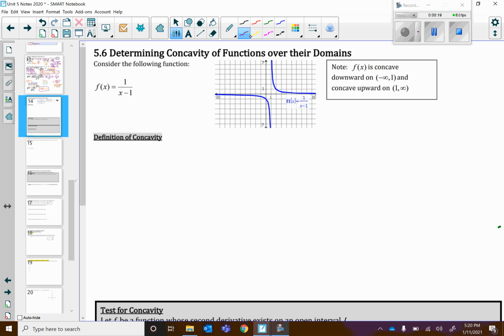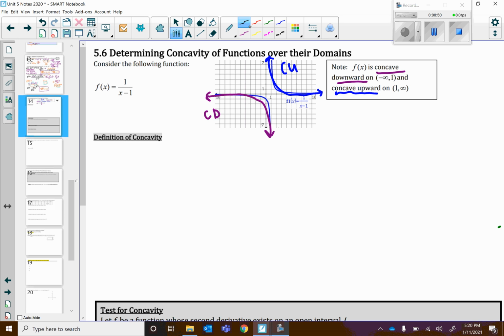If we look at this function, we have a couple things to notice. The first is that it is concave down from negative infinity to 1. So that means this left side of my graph is concave down. On the right side, from 1 to infinity, this function is concave up. I don't actually remember if we have ever defined these things, like if we did it in pre-calc, but we're going to define them now anyway.